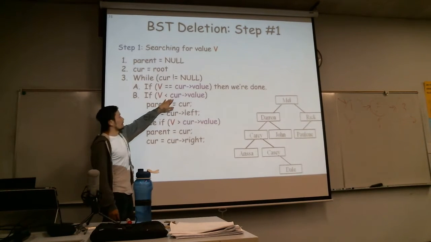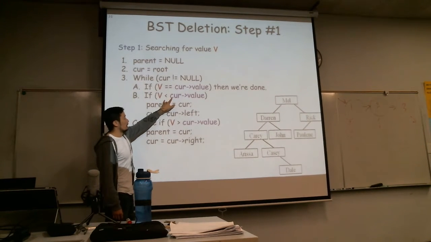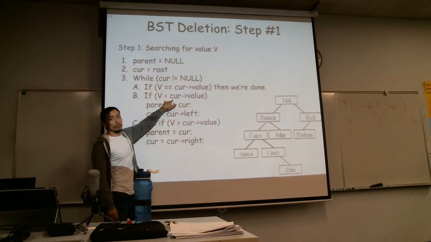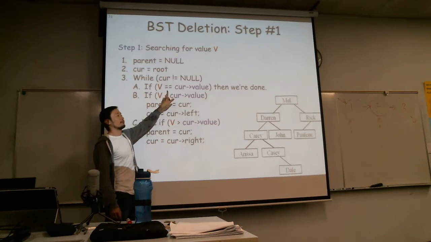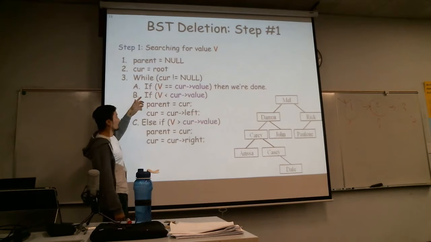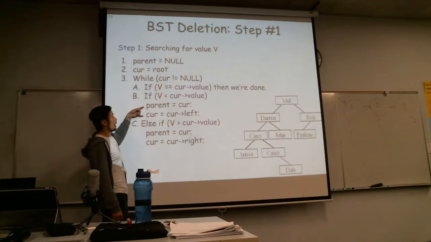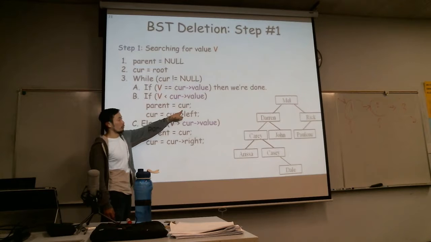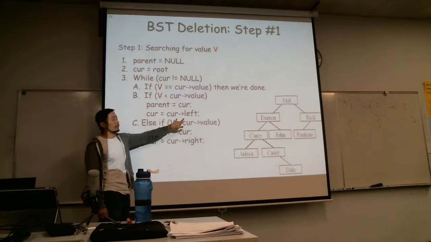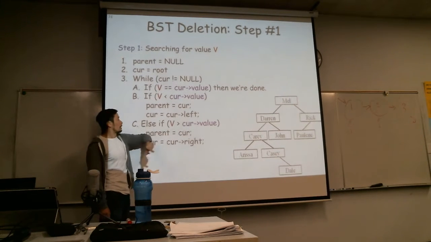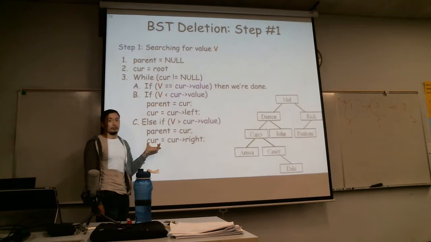Otherwise, if v is less than the current value, we go which direction? There's 2 ways in which you can go. To the left, right? And so what we do is we just move our pointers up. So this takes the place of where current was pointing, and this goes down to the left subtree. Otherwise, we do the same thing on the right. Okay?